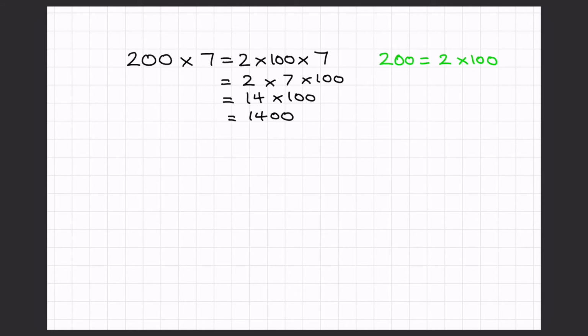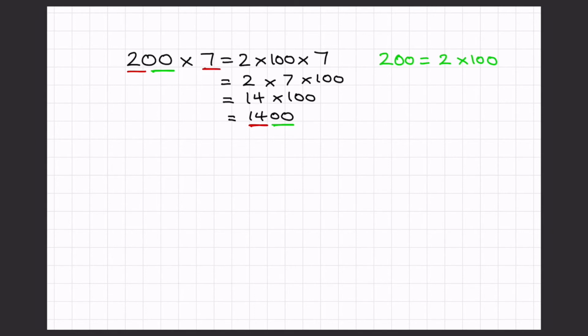If we look back at the original question, 200 multiplied by 7, we have the 2 and the 7. Multiply those together, we get 14. Remember, we were multiplying by 100, and that's represented by those 2 noughts. And then we add those noughts onto the end, so we end up with 1400.